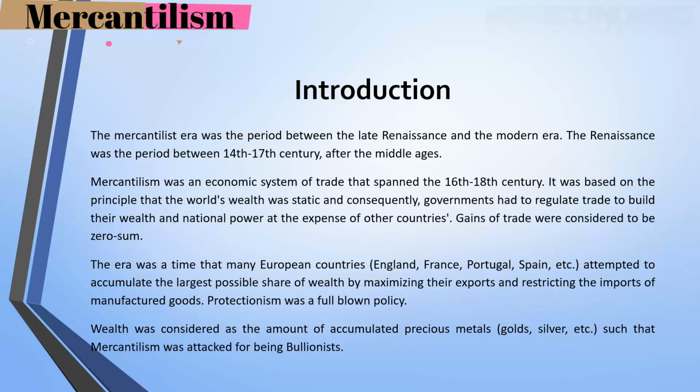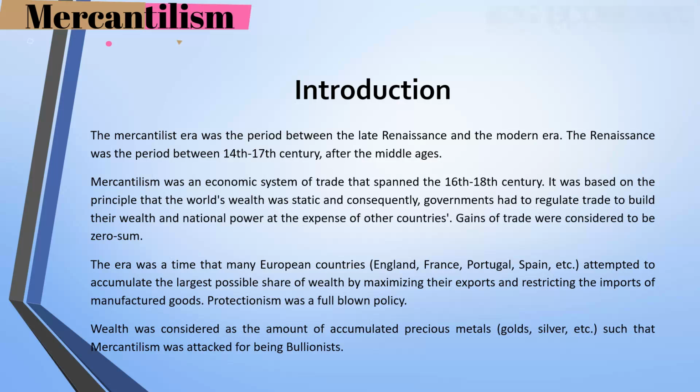Wealth was considered as the amount of accumulated precious metals, gold, silver, etc., such that mercantilism was attacked for being bullionist. Unlike the class I was coming from, where I think it was Caldon who saw that labor was the source of the wealth of a country, the one that creates the profit, here it's not human labor, and neither is it agriculture that they considered the source of wealth of the nation. What they saw was the accumulation of precious metals like gold and silver. It just continued to accumulate.